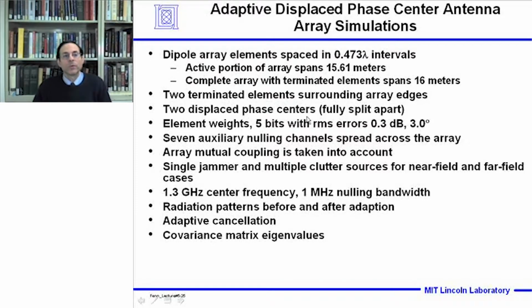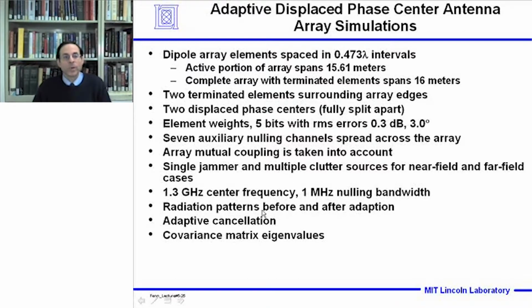There are two displaced phase centers fully split apart. We're going to have element weights with 5 bits control and RMS errors of 0.3 dB and 3 degrees. We'll use 7 auxiliary nulling channels spread across the array in each phase center. We will take into account array mutual coupling effects by the method of moments. We're going to analyze single jammer and multiple clutter sources for near field and far field cases. This array operates at a center frequency of 1.3 gigahertz and has 1 megahertz of nulling bandwidth.